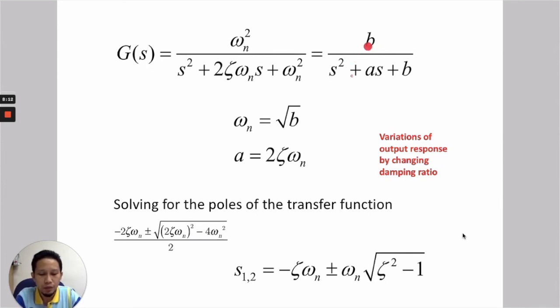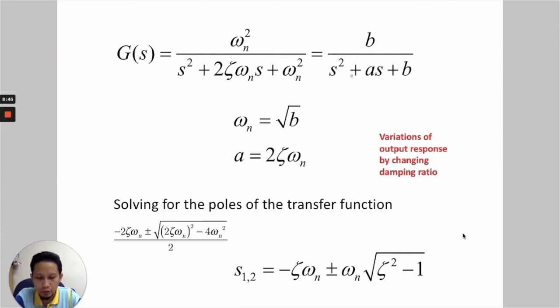So we have b over s squared plus as plus b, and then we can find that omega n is equal to the square root of b, and a is equal to 2 zeta omega n. We can find the poles of this characteristic equation over here using the quadratic formula to find the roots.